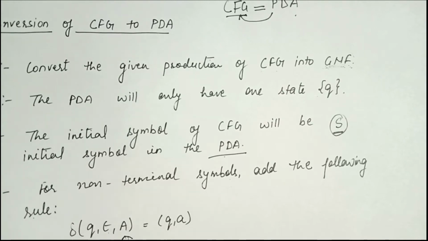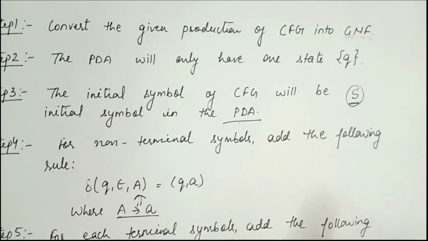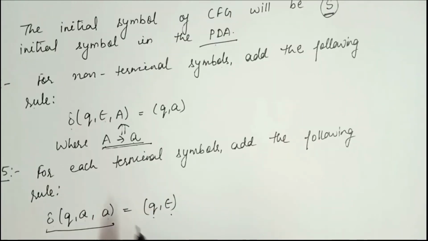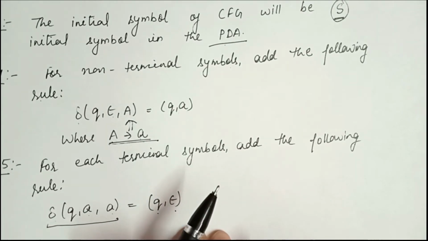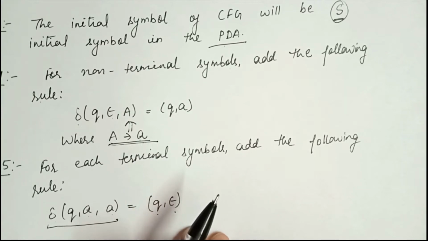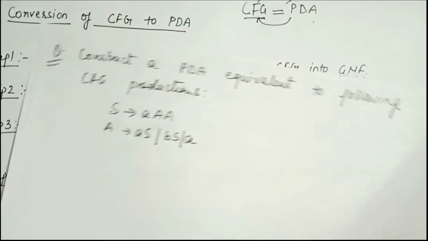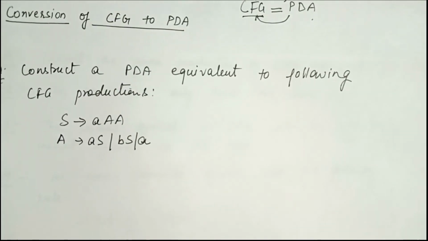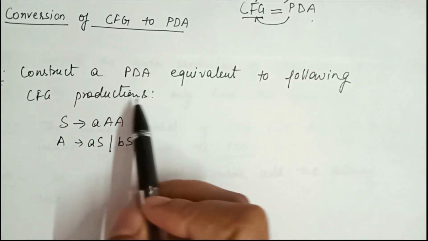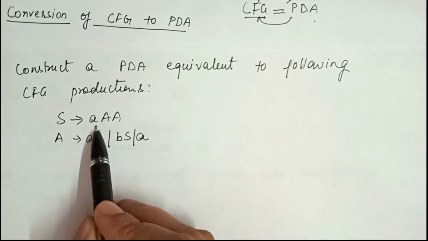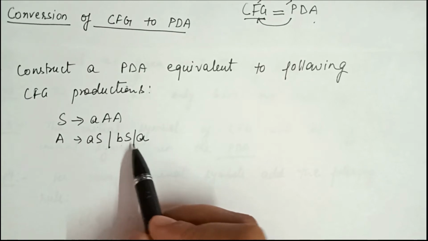For the initial symbol of the context free grammar, we take it as the initial symbol in the PDA, and for all the non-terminal symbols we have to add rules like this, and for each terminal symbol we have to follow this. So we take the first example to convert a context free production into a PDA. The example is that we have to construct a PDA equivalent to the context free grammar with the productions S derives a A, A derives a A S, or b S, or a.